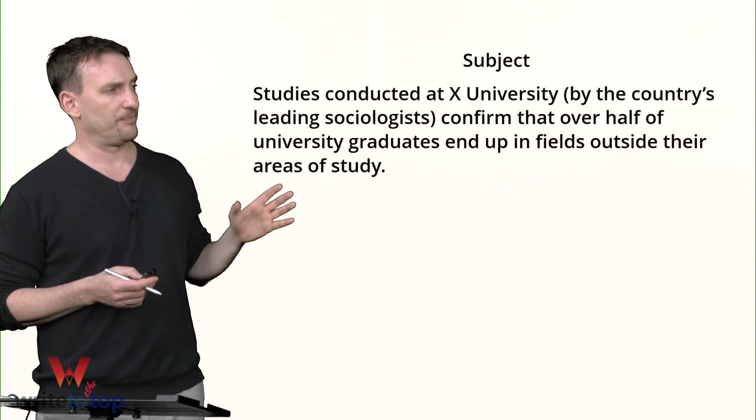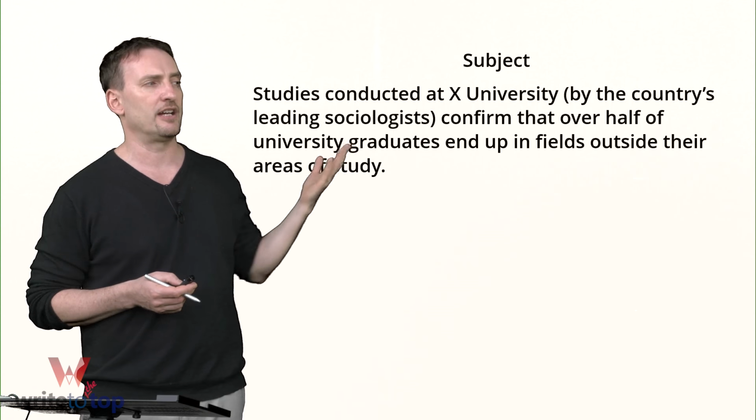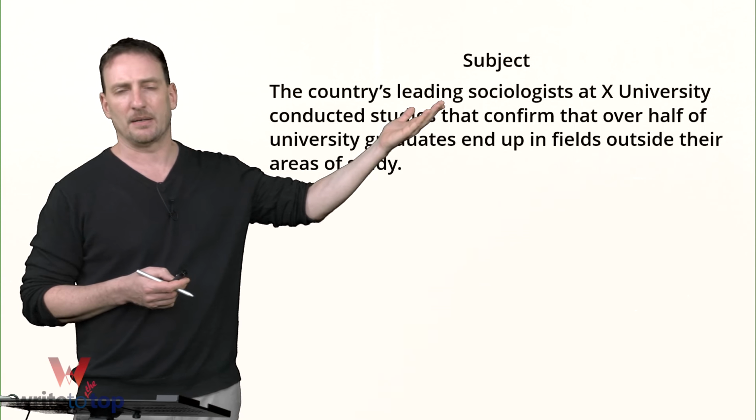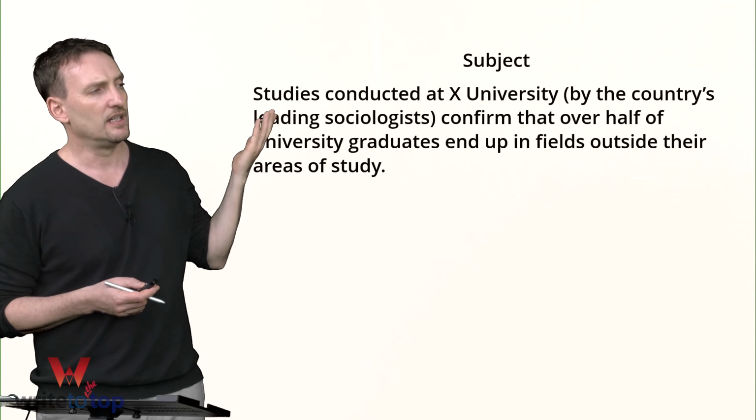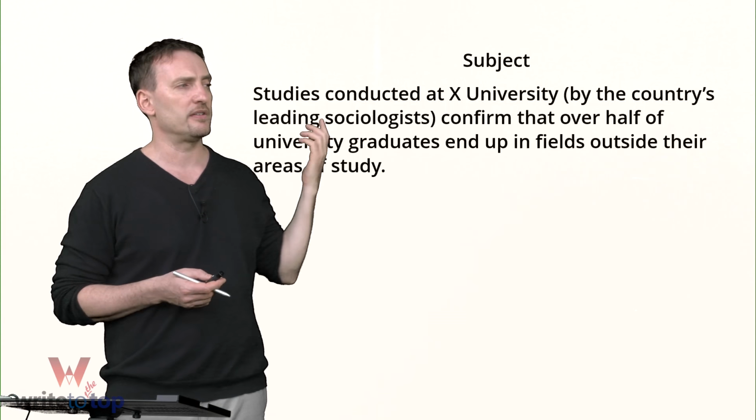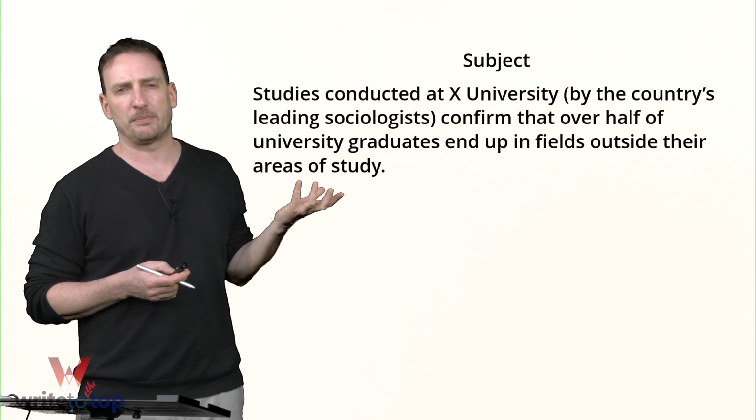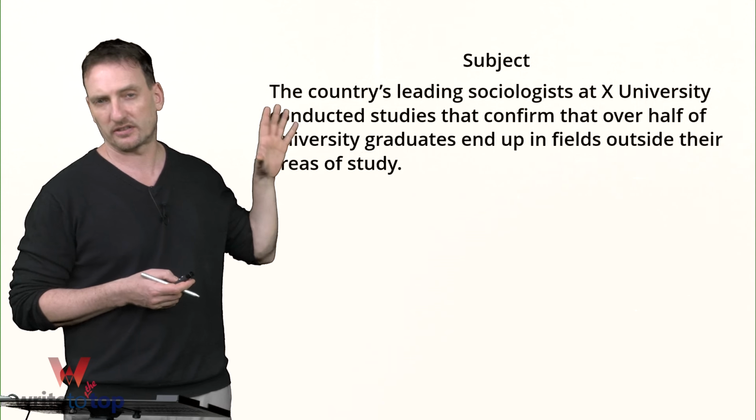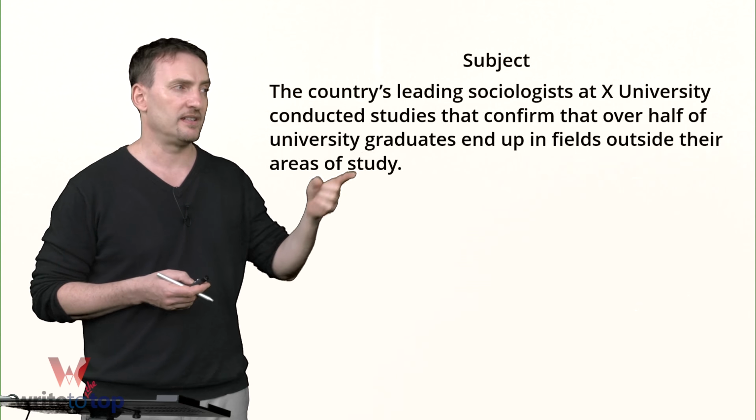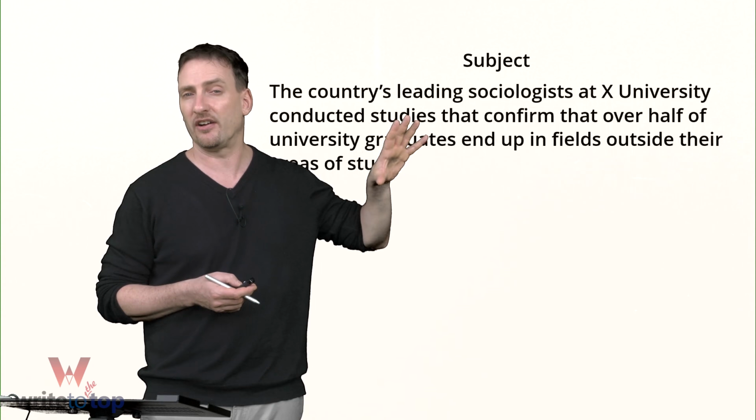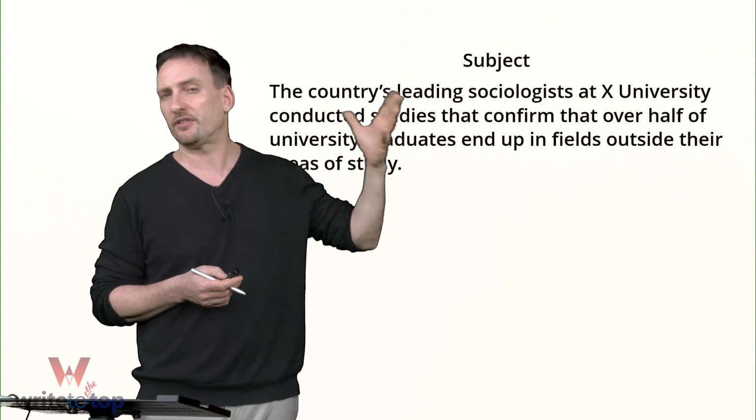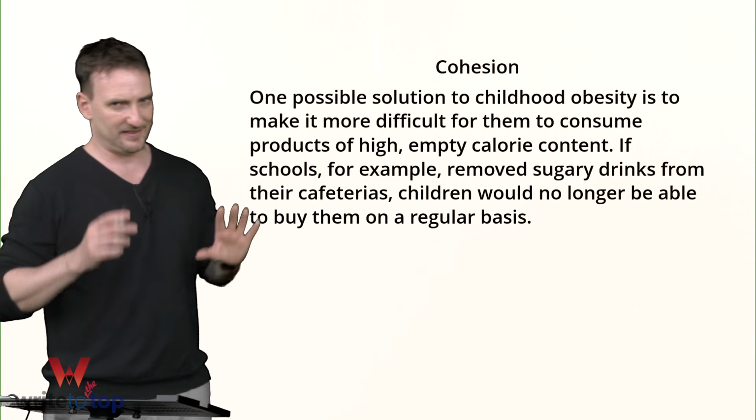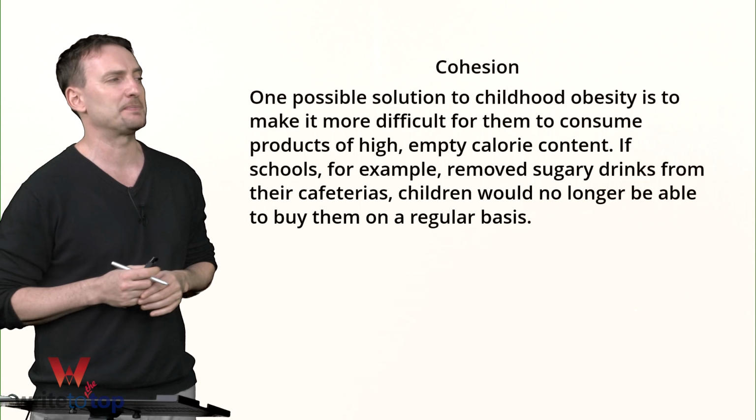Now, let's talk about the subject. Studies conducted at X University by the country's leading sociologists confirmed that. Why do that? Just put them as subjects. If you don't need the studies, so here, studies conducted at X University by all these people, right now there's really no purpose to it. You can have a much stronger sentence by just putting the sociologists first. And again, the thing to remember is you're actually putting a little bit of emphasis on them. So it's important to understand, are they important or not? But remember this sentence, I'm gonna come back to it. Cohesion, very, very important. So it's a little bit tricky, but you'll understand when I explain it.